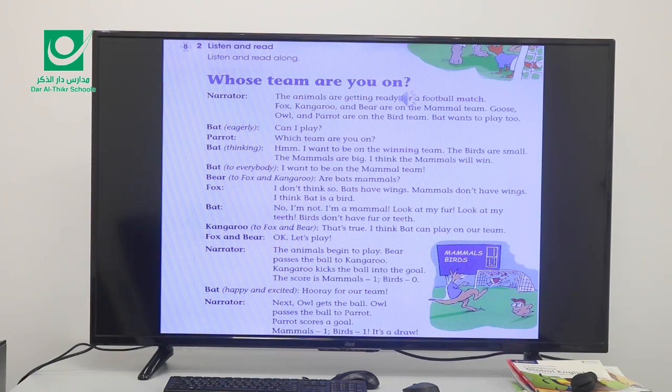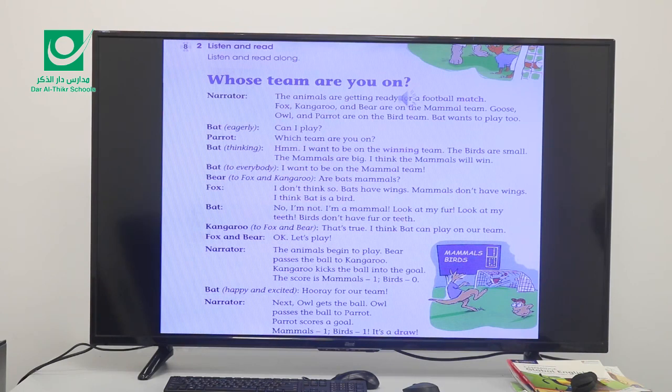Whose team are you on? The animals are getting ready for a football match. Fox, kangaroo and bear are on the mammal team. Goose, owl and parrot are on the bird team. Bat wants to play too. Can I play? Which team are you on? I want to be on the winning team. The birds are small, the mammals are big. I think the mammals will win. I want to be on the mammal team. Are bats mammals? I don't think so. Bats have wings. Mammals don't have wings. I think bat is a bird. No, I'm not. I'm a mammal. Look at my fur. Look at my teeth. Birds don't have fur or teeth.